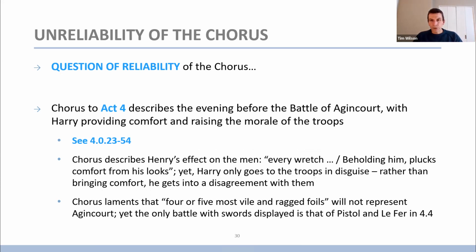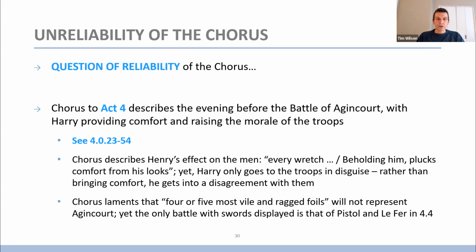It describes the evening before the Battle of Agincourt, with Harry providing comfort and raising the morale of the troops. So the chorus describes Henry's effect on the men. The chorus says, every wretch beholding him plucks comfort from his looks. Yet, as I mentioned when I did the summary, Harry only goes to the troops in disguise, so no one knows he's there, so it's not as though they're getting comfort. And rather than bringing comfort, he gets into a disagreement with them.